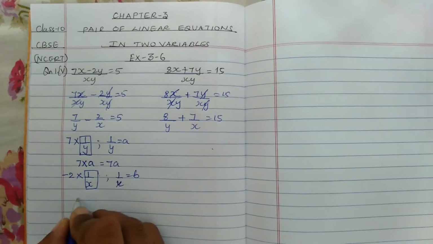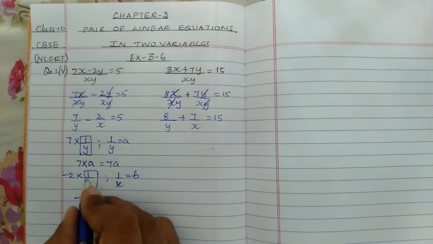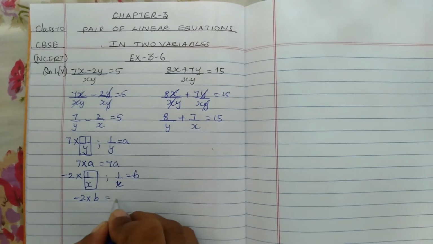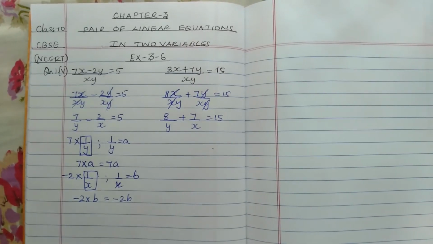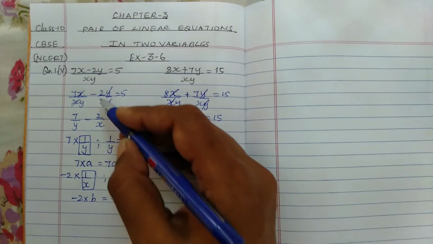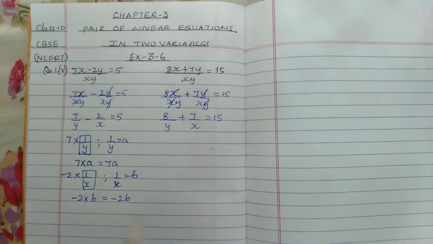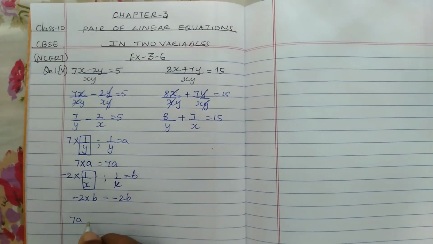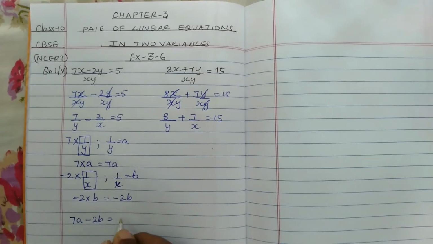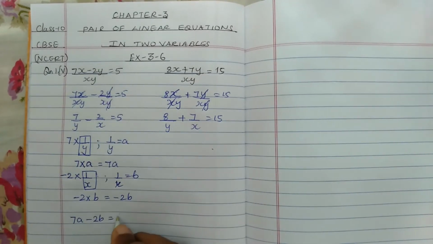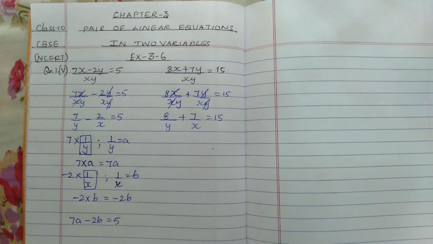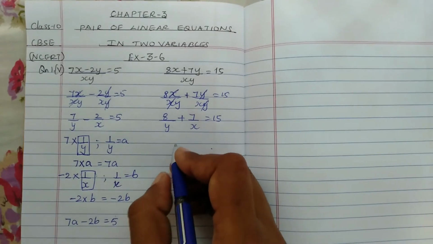Now let's multiply minus 2 into b. In place of 1 by x, let's write b. This will give us minus 2b. Now we have both the terms ready for the equation. So let's write the equation as 7a minus 2b is equal to the same constant term, which here is 5. Same way, let's do the second equation also.